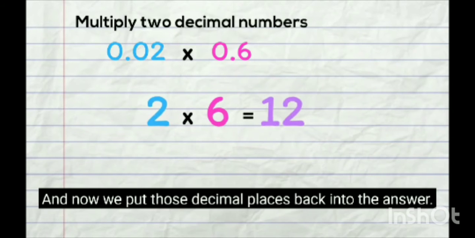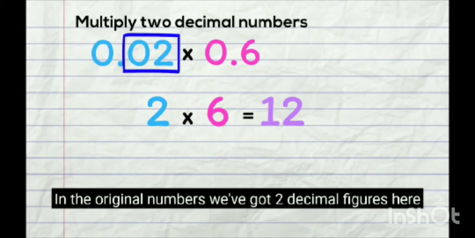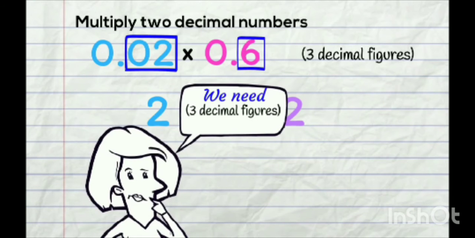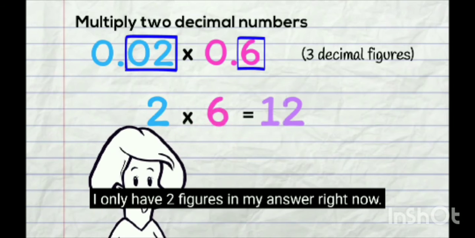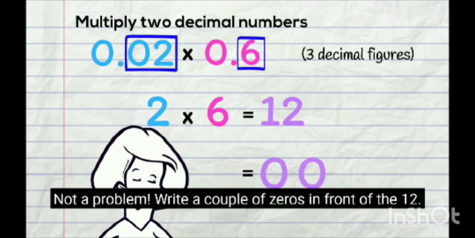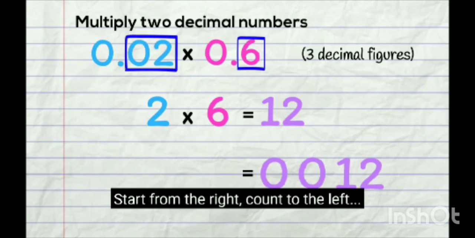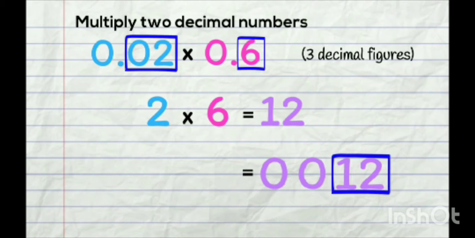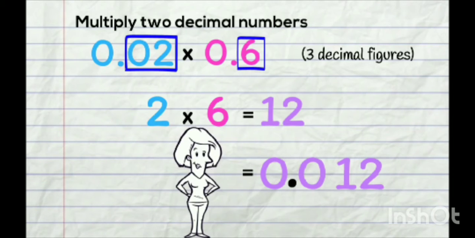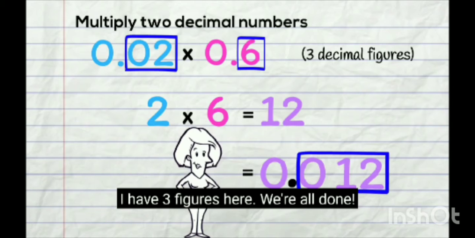And now we put those decimal places back into the answer. In the original numbers, we've got 2 decimal figures here and 1 here. And we need 3 decimal figures in the answer. I only have 2 figures right now. Not a problem. I write a couple of zeros in front of my 12. Starting from the right, we count to the left. 1, 2, 3 figures, and here's the decimal point. 0.012. I have 3 figures here. We're all done. And that's it.